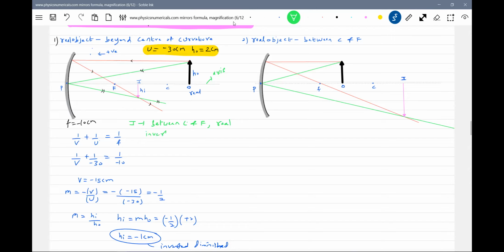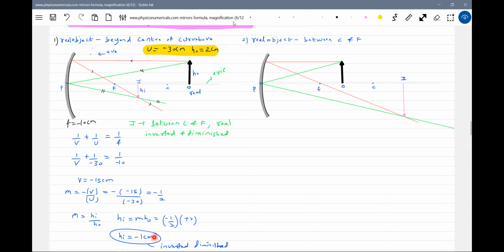Real, inverted, and diminished. So what is the conclusion? If a real object is kept beyond the center of curvature, this is the center of curvature, and beyond means it will be on the right side of the center of curvature here, then the image will be formed between F and C, and will be real, inverted, and diminished.